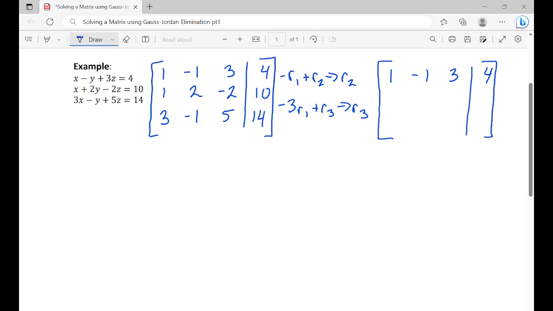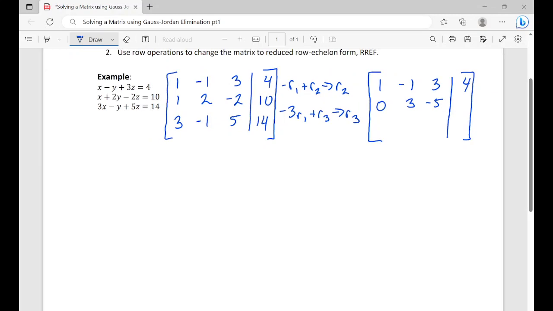And now I can write in my new row 2 and row 3. So -1 plus 1 is 0. A -1 is a +1. Plus 2 is 3. A -3 plus a -2 is a -5. And a -4 plus 10 is a +6.